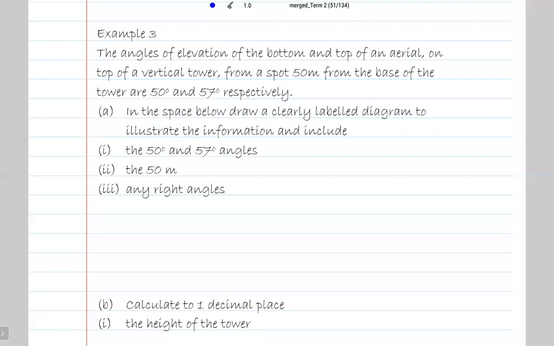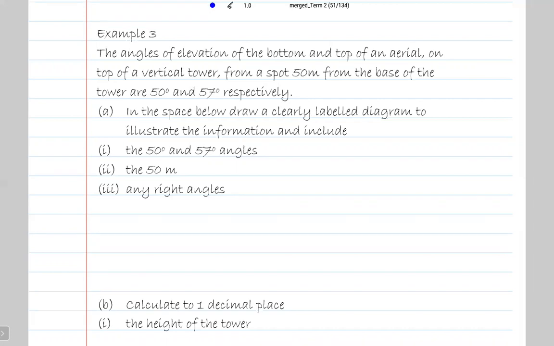All right, so example 3. In example 3, we're told that the angles of elevation of the bottom and top of an aerial on top of a vertical tower, from a spot 50 meters from the base of the tower, are 50 degrees and 57 degrees respectively. All right, what about this thing? So there's a tower. When you hear the term aerial, it's sort of like another way of saying antenna or a satellite or just an antenna.